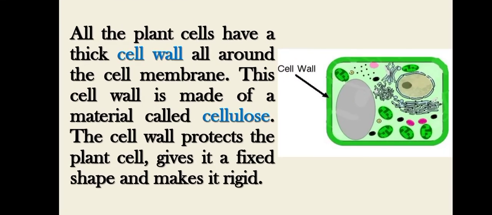All the plant cells have a thick cell wall all around the cell membrane. This cell wall is made of a material which is known as cellulose. The cell wall protects the plant cell, gives it a fixed shape and makes it rigid.